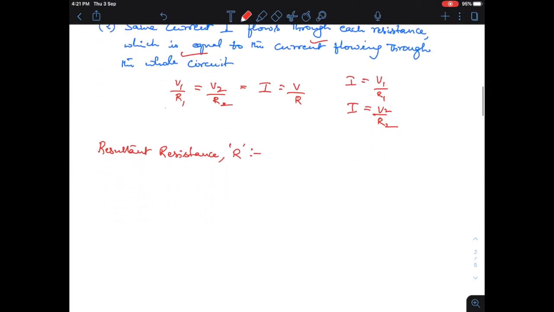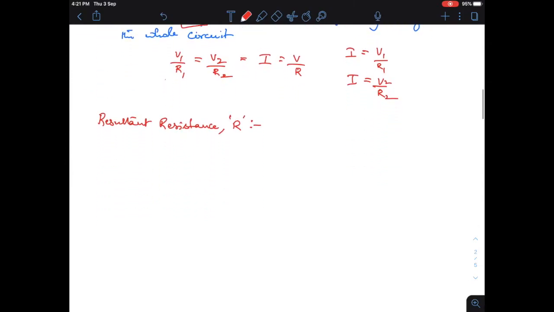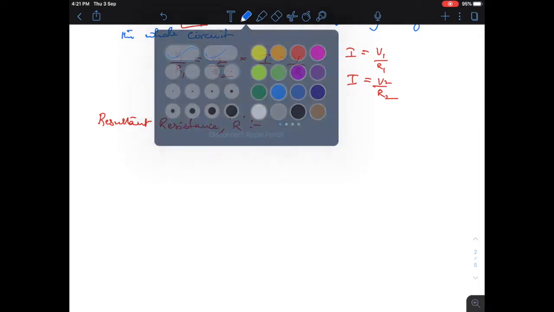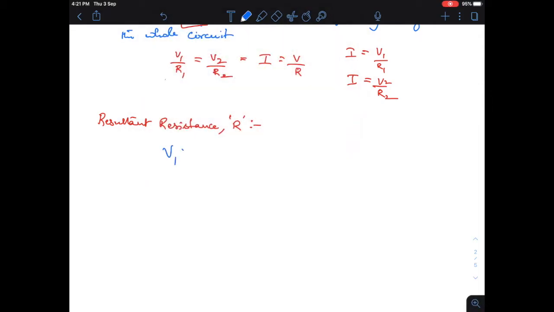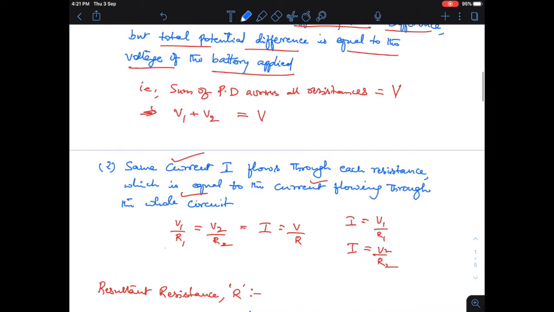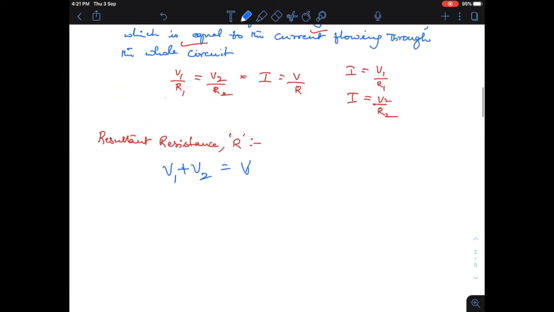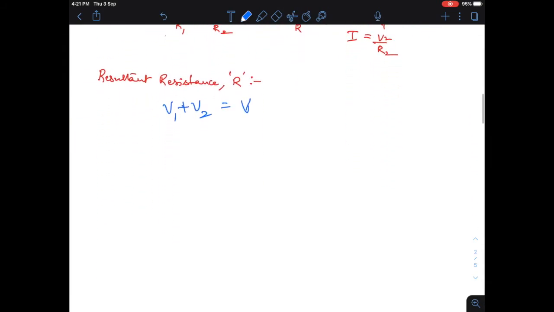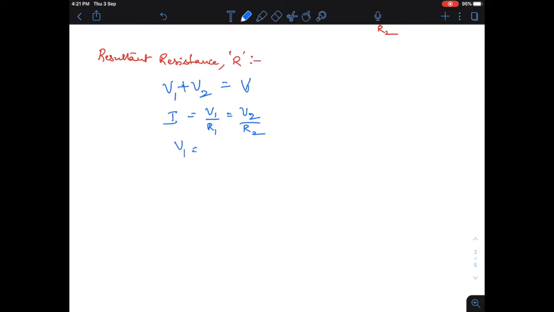Now, let us derive the resultant resistance. We will consider the equation V1 plus V2 is equal to V from the first point. V1 plus V2 is equal to V, and I is equal to V1 by R1 is equal to V2 by R2. So, V1 is equal to IR1, V2 is equal to IR2.